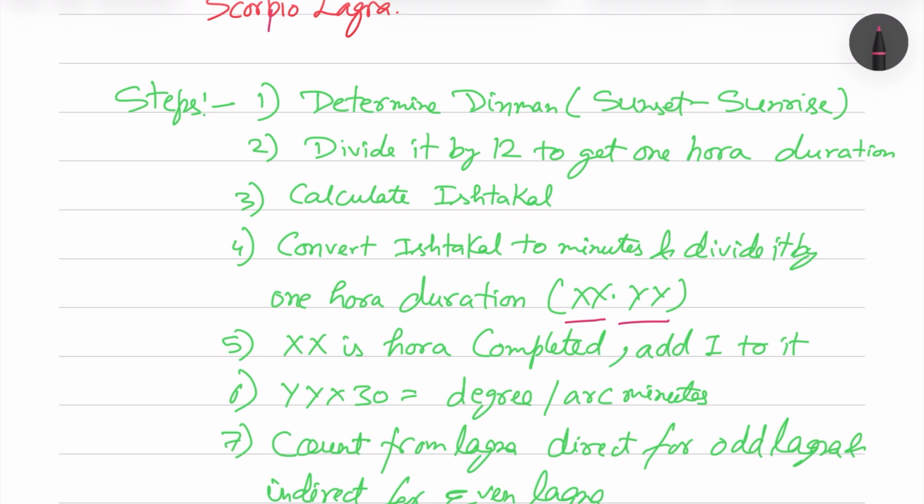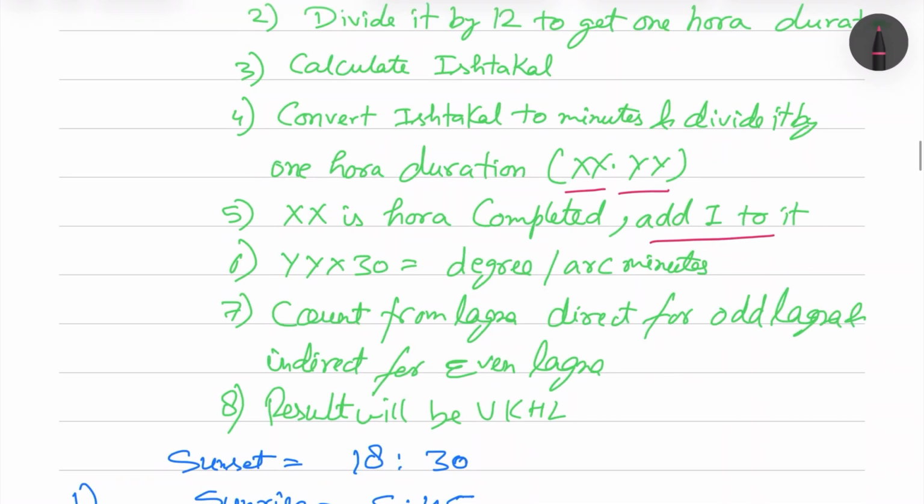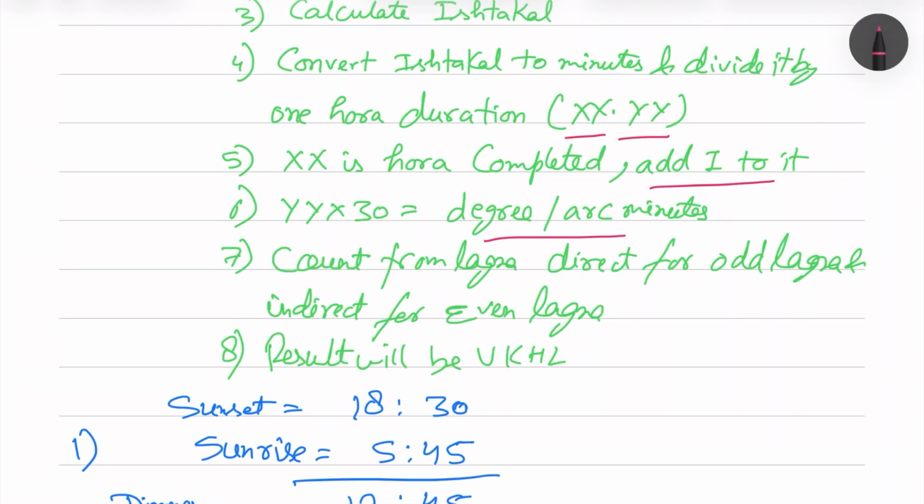Whatever is the Hora completed, we need to add 1 to it, and YY into 30 will give me degree and arc minute. Then we will convert the fractional value. Count from the Lagna: for direct counting, it is first house, second house, third house, and for even it is indirect counting, first house, then 12th, something like that. And whatever will be the value, the result will be Vriddhi Karak Hora Lagna.